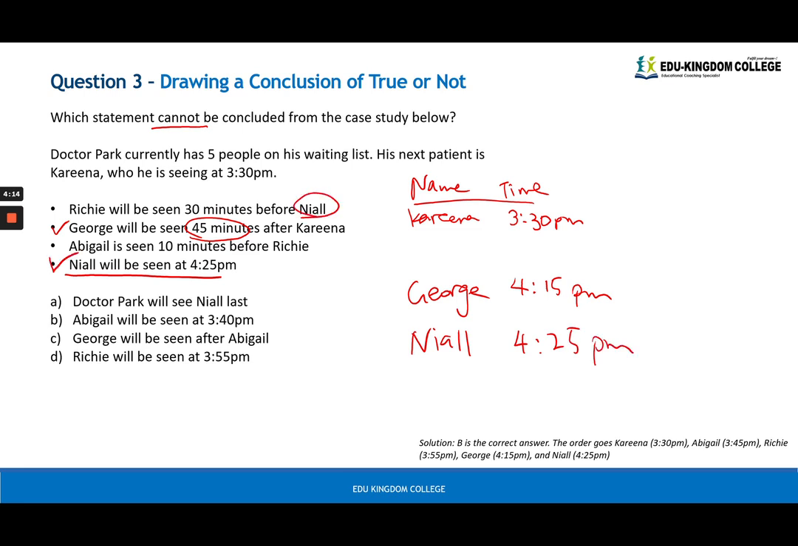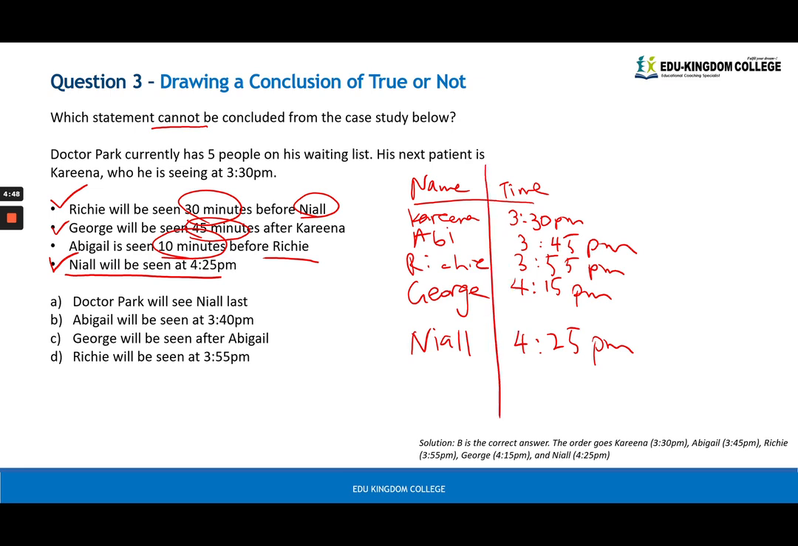Now we can look at Niall. Richie will be seen 30 minutes before Niall. 30 minutes before Niall, that's 3:55 p.m. Richie. And Richie's done. Abigail is seen 10 minutes before Richie. So Abigail or Abby will be minus 10, 3:45. Do you see why I got rid of the charts? Because it's a bit hard to maneuver. You would rather just make a list like I've done here to summarize the information.